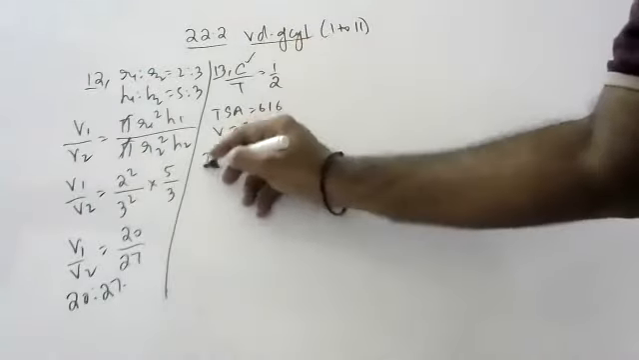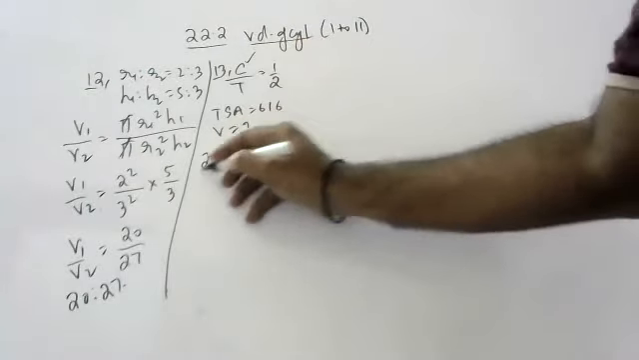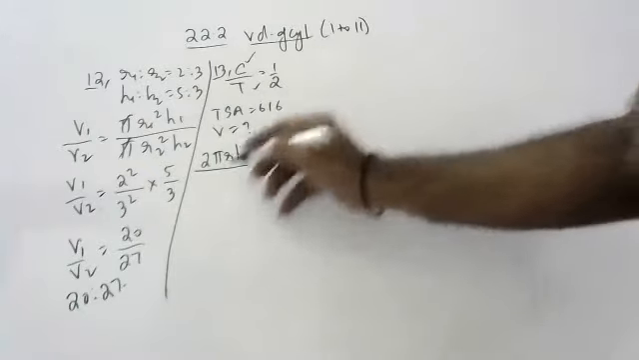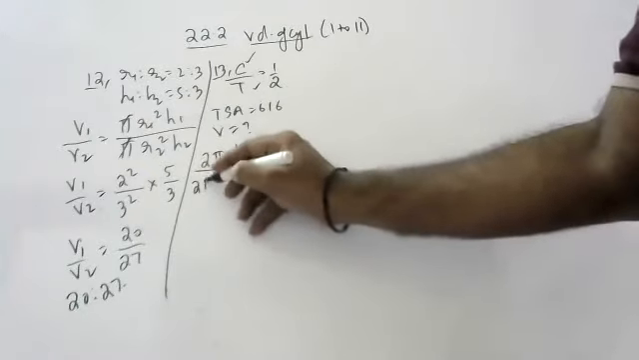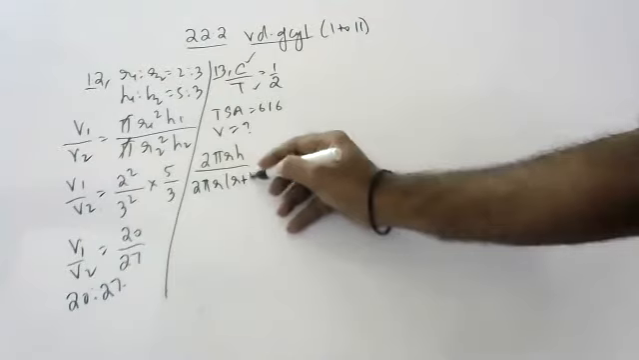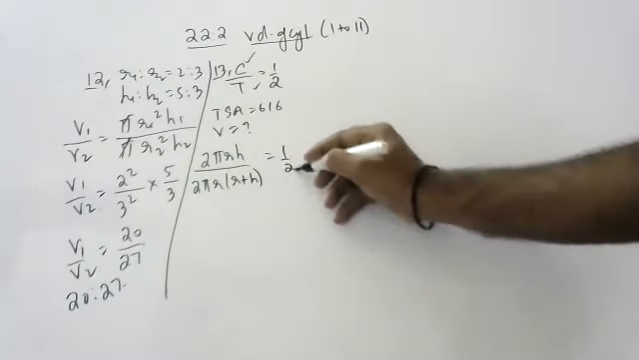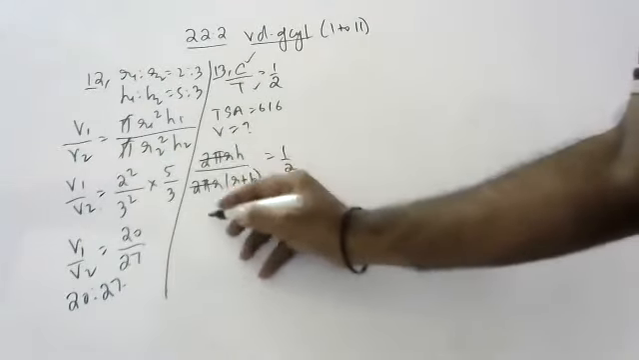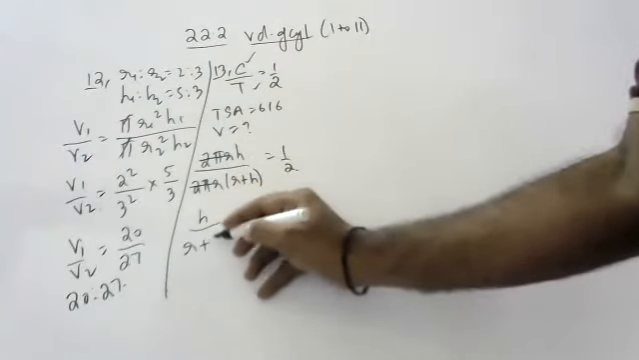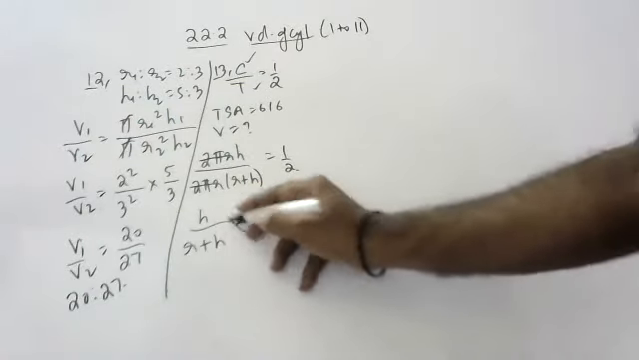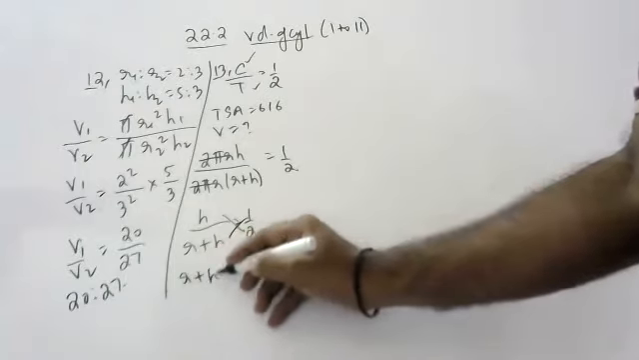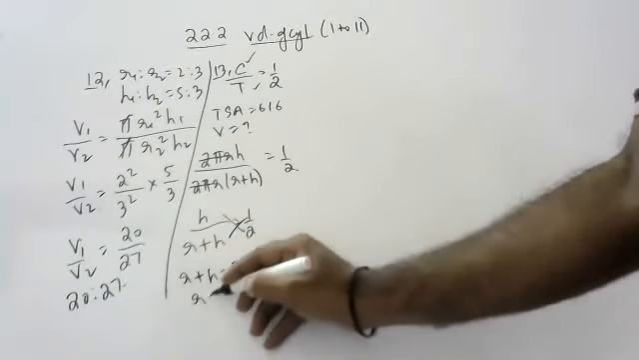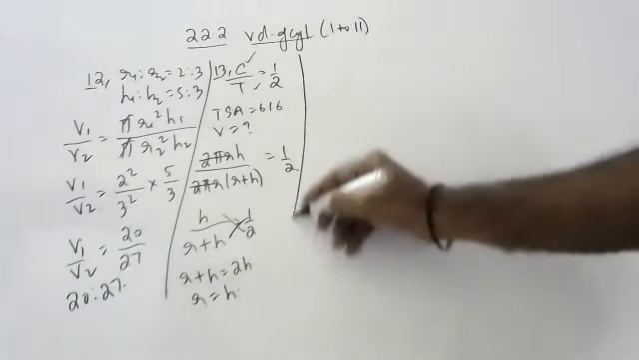CSA is how much? 2 pi R H. TSA is 2 pi R into R plus H. So the ratio is 1 by 2. This and this cancel, so H by R plus H is equal to 1 by 2. R plus H is equal to 2H, so R is equal to H.